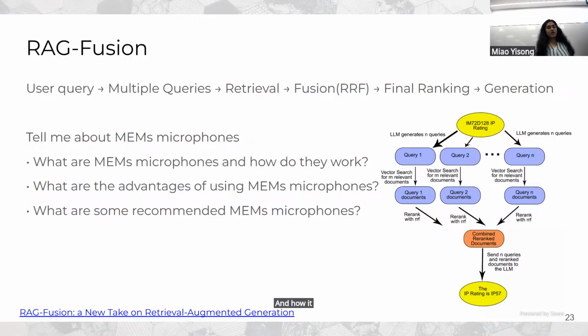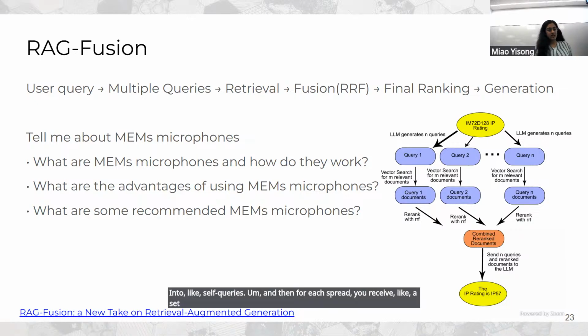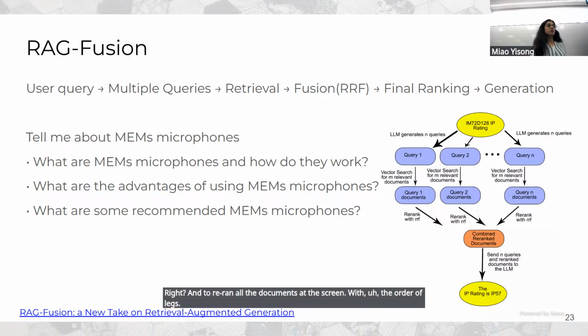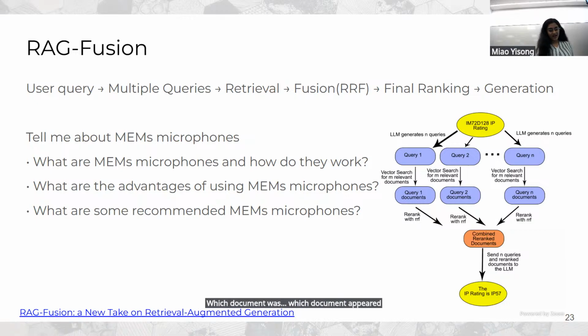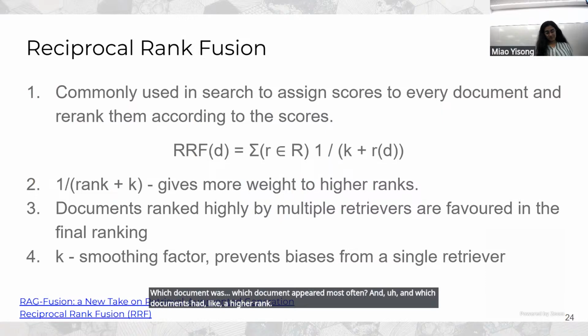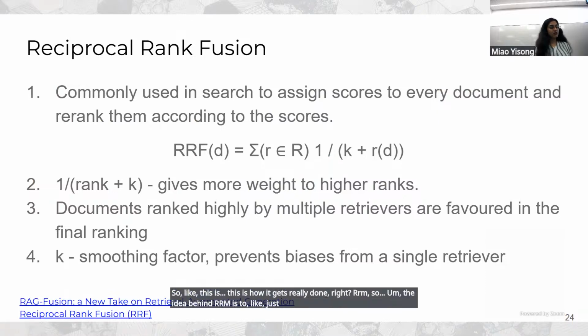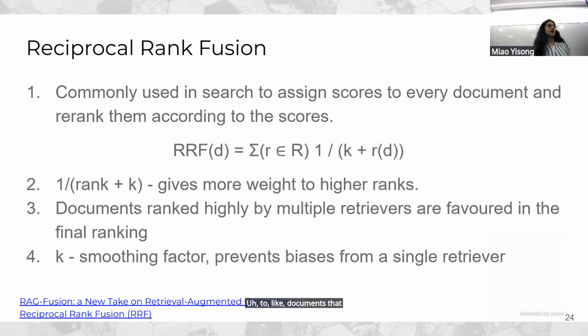And how it works is that the first part would be to split the query into sub-queries. Then for each query, you receive a set of documents. Obviously these documents would be ranked, right? And you re-rank all the documents that you retrieve, with the order based on which document appeared more often and which documents had a higher rank. This is how it's re-ranked, RRF. The idea behind RRF is to give higher weight to documents that appear more often or have a higher rank.